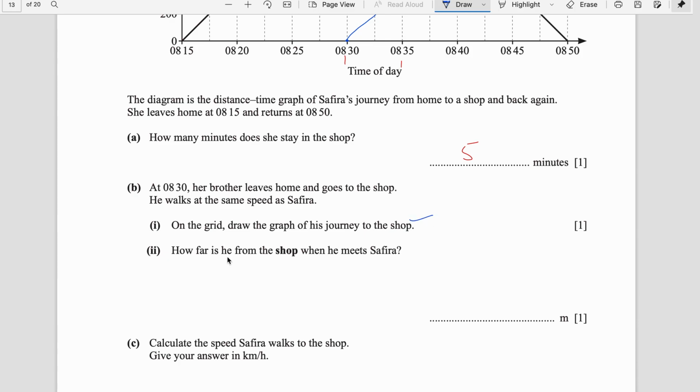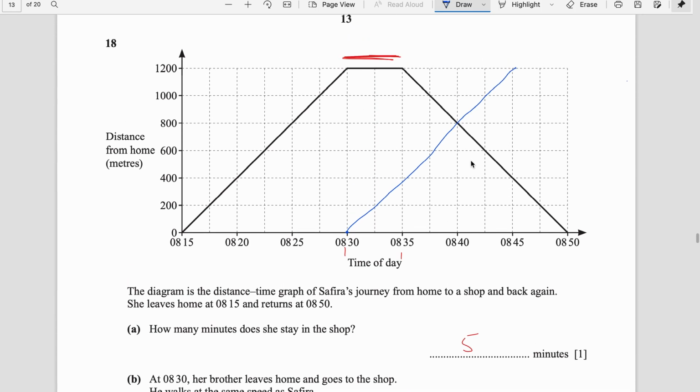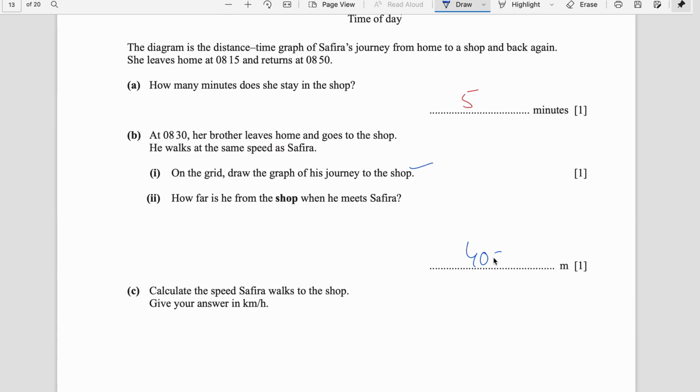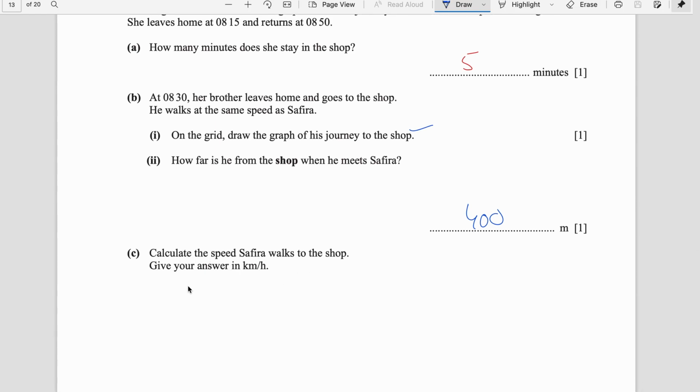How far is he from the shop when he meets Safira? So he meets Safira at this point, which is 800 meters from the house and 400 meters from the shop. Calculate the speed Safira walks to the shop. Give your answer in kilometers per hour.